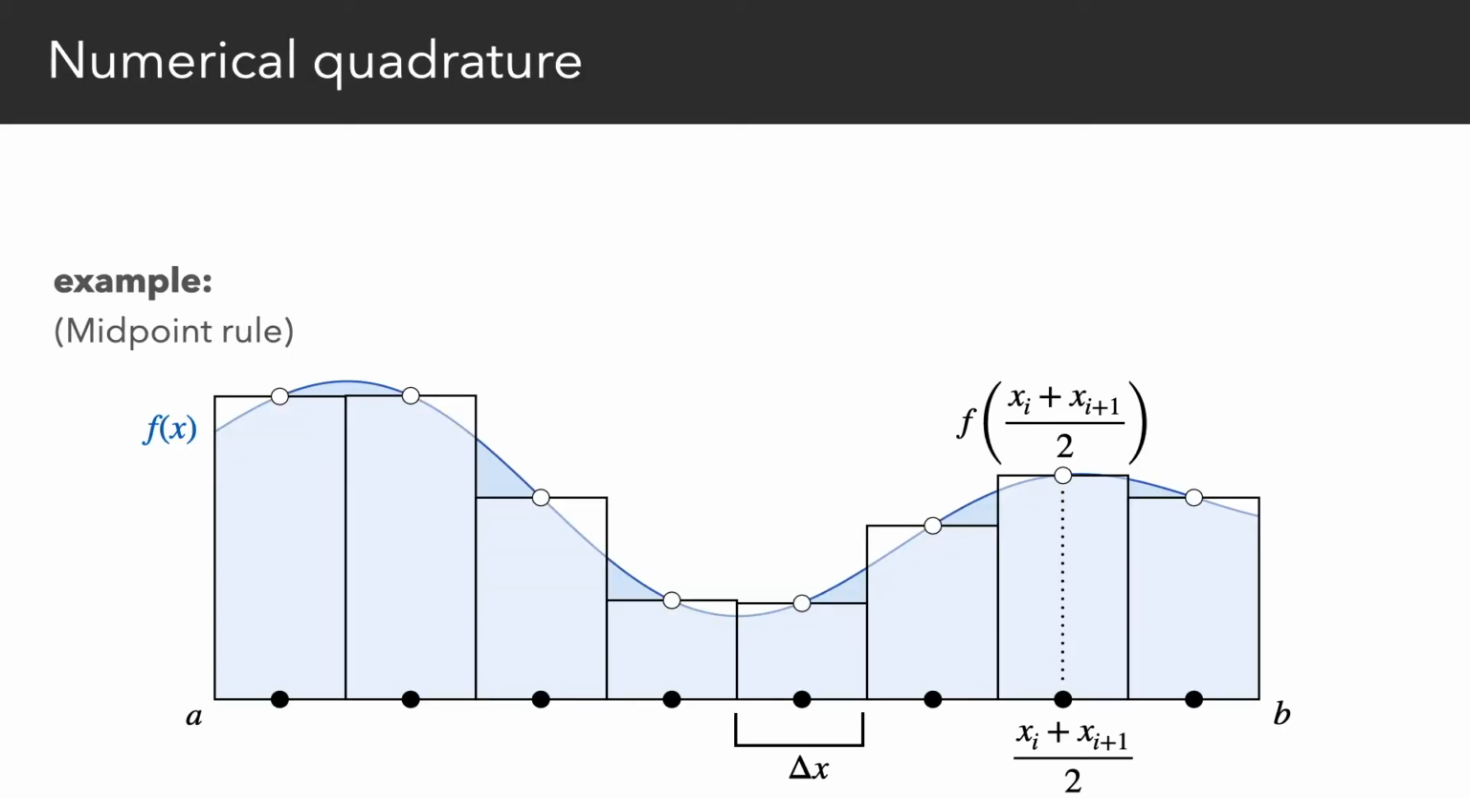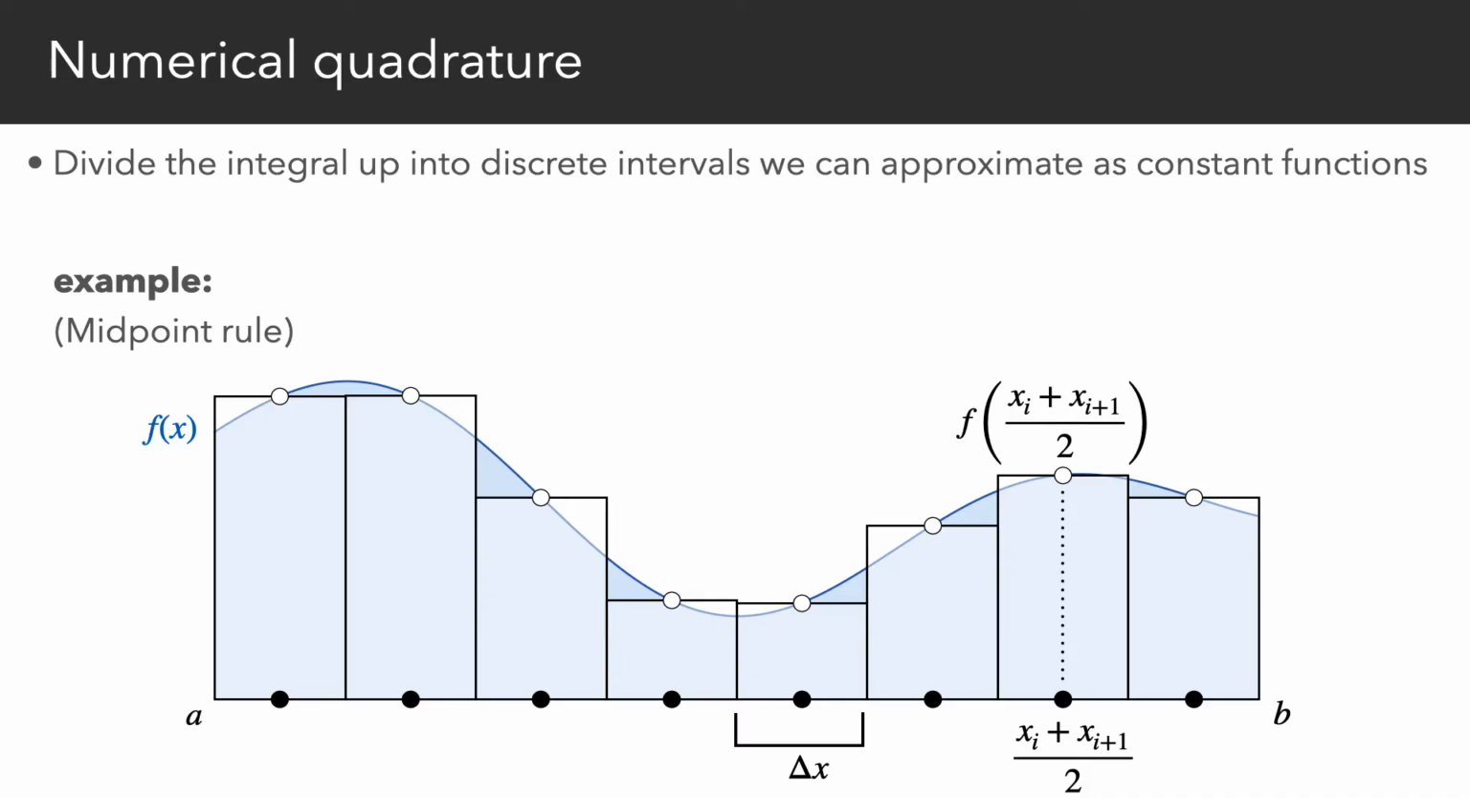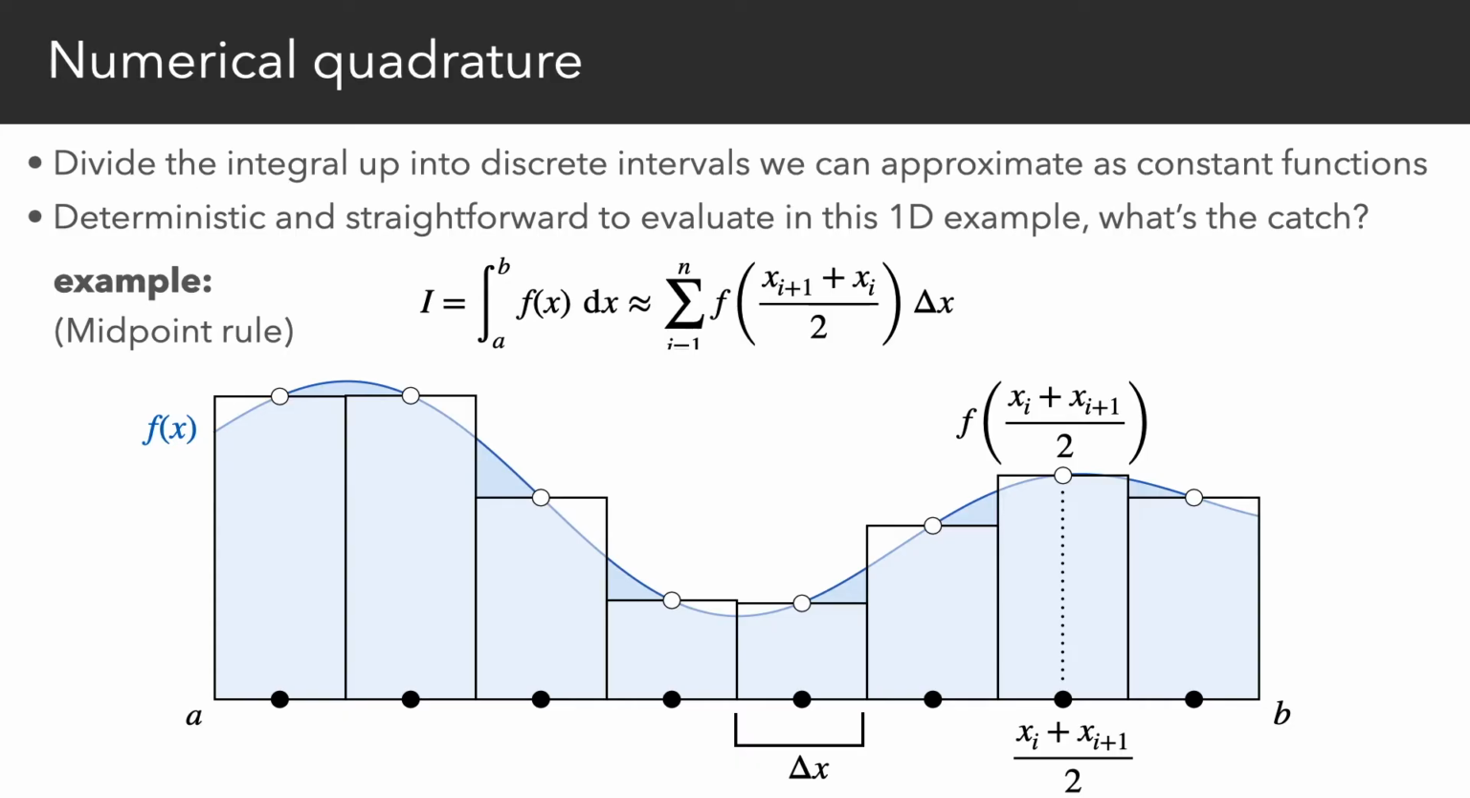Instead, one alternative is to use a numerical method such as quadrature to evaluate the integral. Quadrature divides the domain into discrete intervals and approximates the integrand on each interval with a constant function. The integral can then be approximated as a sum over the area of all these rectangles. And this seems great, so what's the catch?